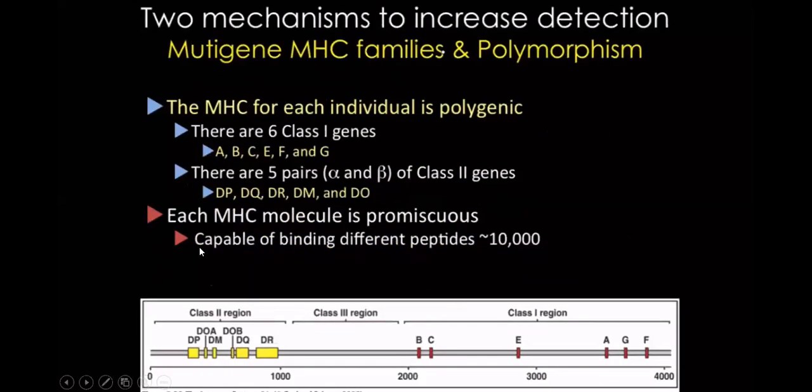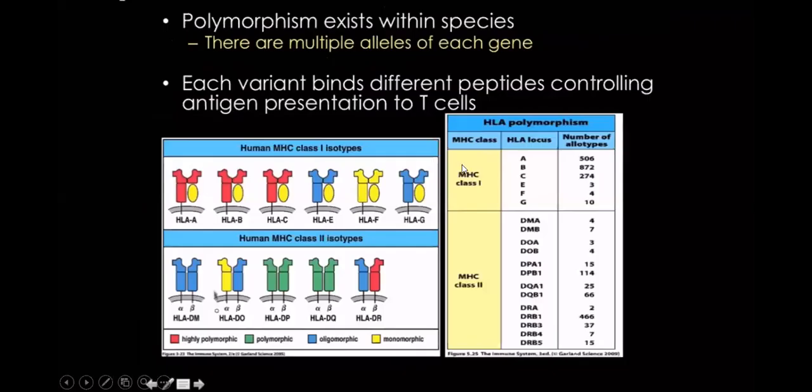And again, the fundamental classes we have discussed. The MHC gene families constitute A, B, C, E, F, G for class 1, and pairs of alpha and beta chains for class 2, DP to DO. They are capable of binding different peptides, approximately 10,000 peptides they can bind. The structure we looked at here.